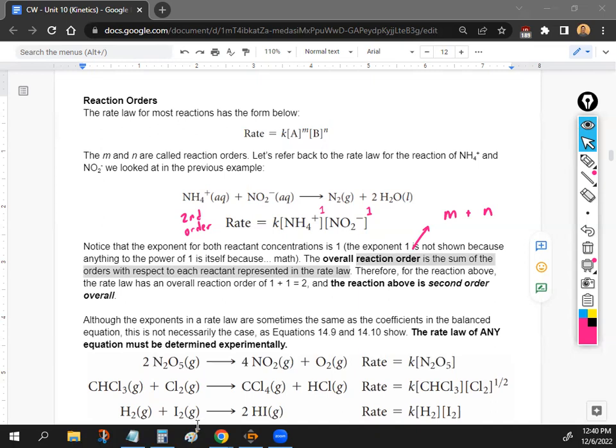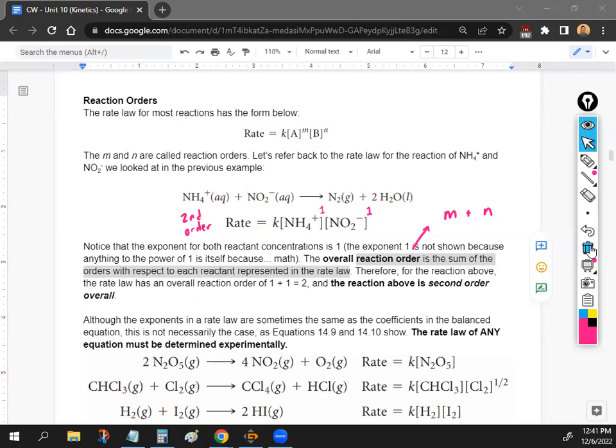M and N is basically the exponent for the reactant concentrations, right? And it tells us how these reactants are consumed, how they're used in the reaction. The power of 1 or the power of 2 just tells us how they're used. And we'll get to that in a second, guys. I know you're trying to figure out what this means, but for now, any questions on how to find reaction order? That part's pretty easy, right? You just add M and N.